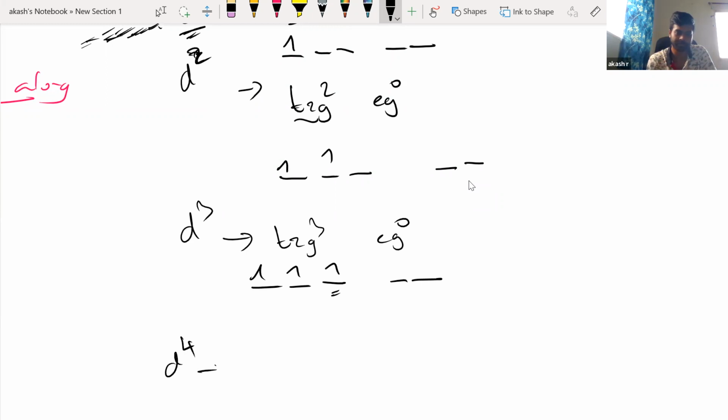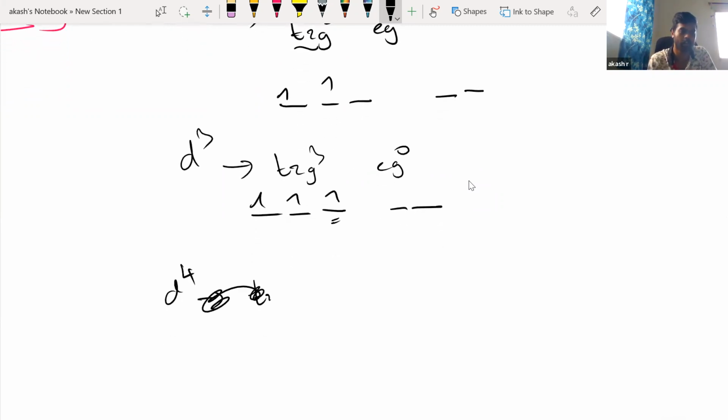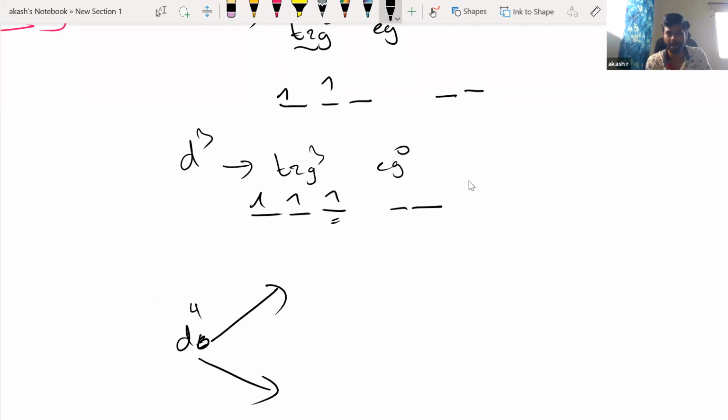Now there's a problem: where should I put the fourth electron? There are two possibilities for d4. One is t2g4, eg0. You can put the electron in the t2g itself. I can put two electrons here, one electron here. Now the pairing can happen because all the degenerate orbitals are singly filled.